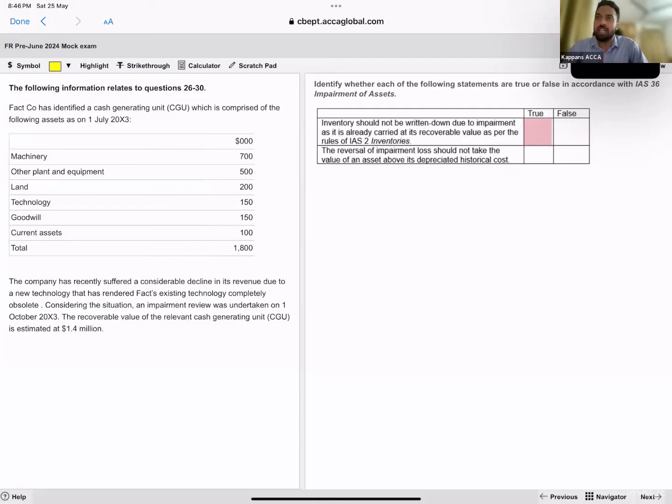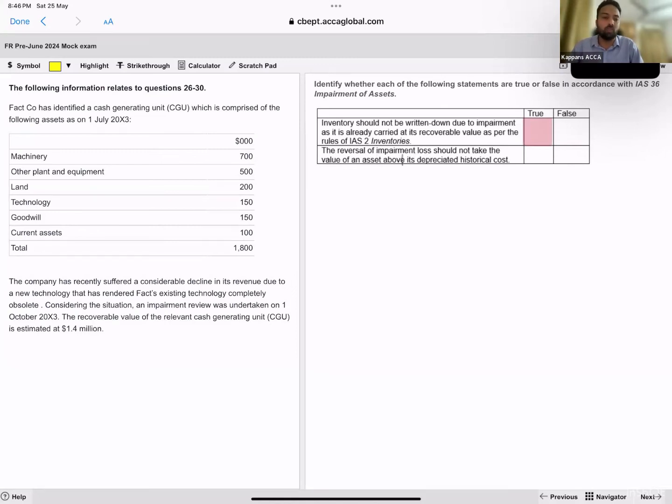You can also think like this. In case of impairment of asset of cash generating unit, we will allocate the impairment loss first to asset damage, second to goodwill, and third one to non-current asset on pro rata basis. So an impairment loss is never allocated to inventory as per IAS 36. So inventory should not be written down as per IAS 36 is true. As per IAS 2 also it is true.